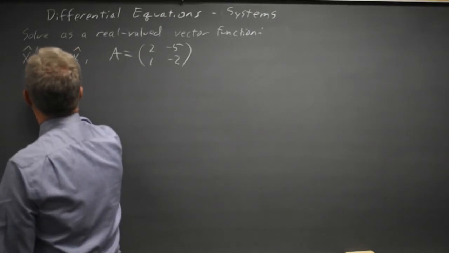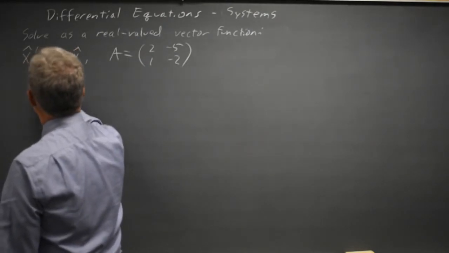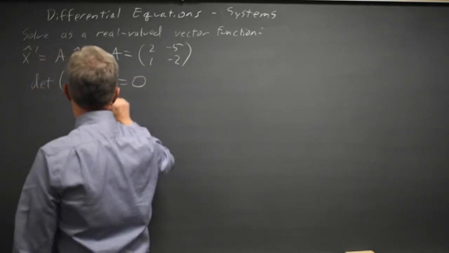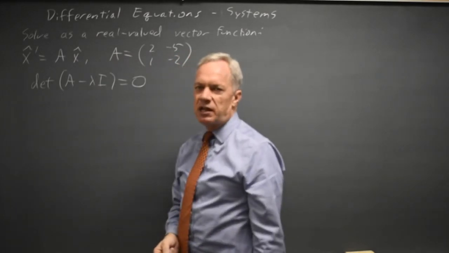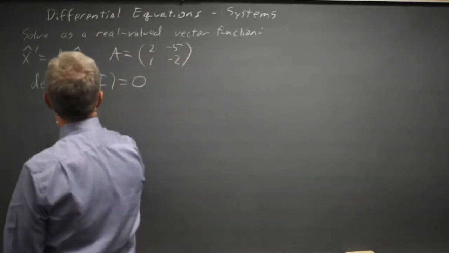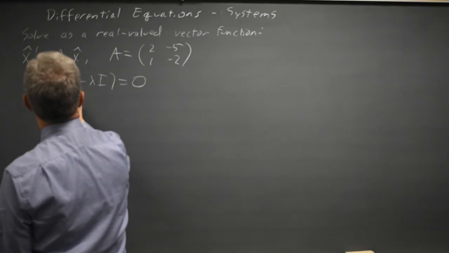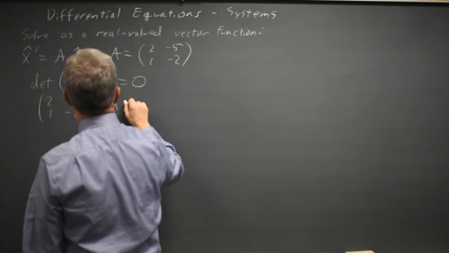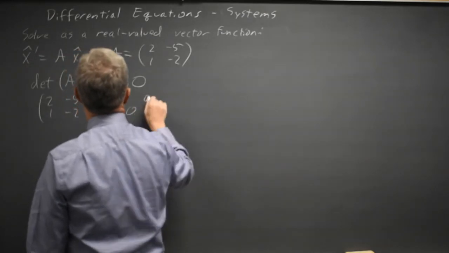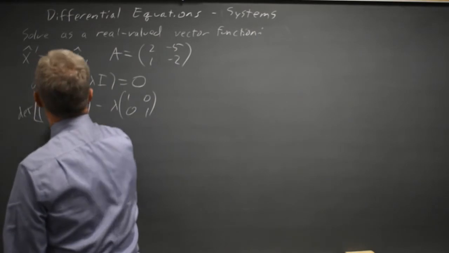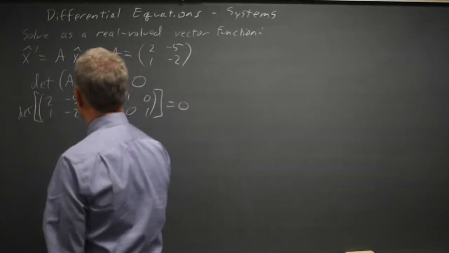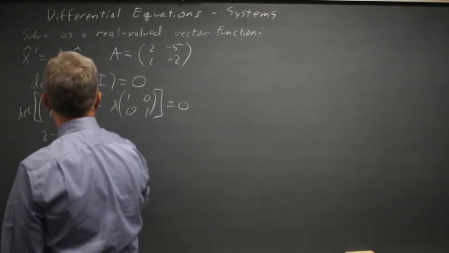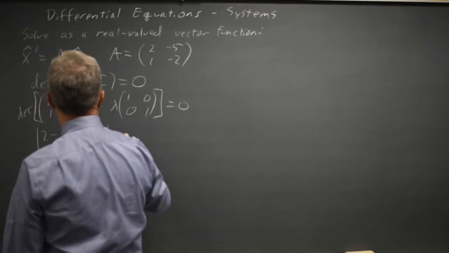And to solve this, I need to find the eigenvalues, which is the determinant of A minus lambda I equals 0. Eigenvalues are the values of lambda that make this true. A minus lambda I is [2, -5; 1, -2] minus lambda times [1, 0; 0, 1]. And I want that determinant to be 0. So that's the determinant of [2 minus lambda, -5; 1, -2 minus lambda] equals 0.